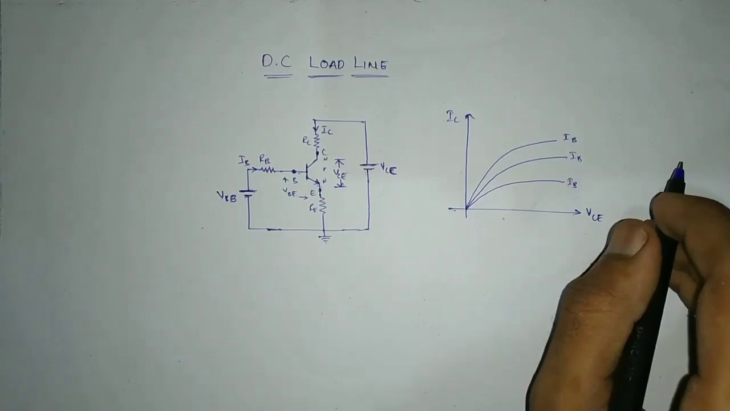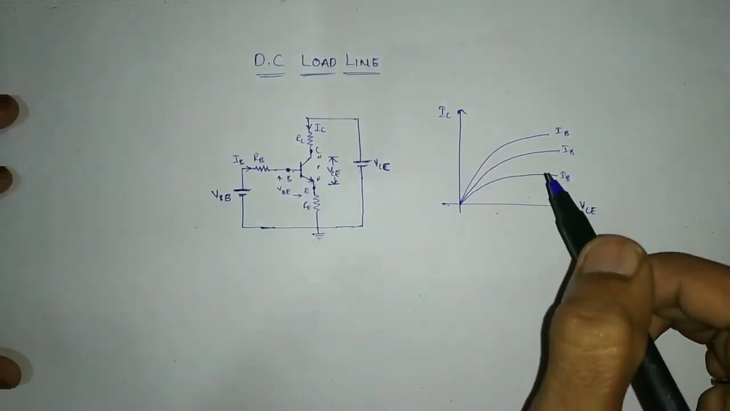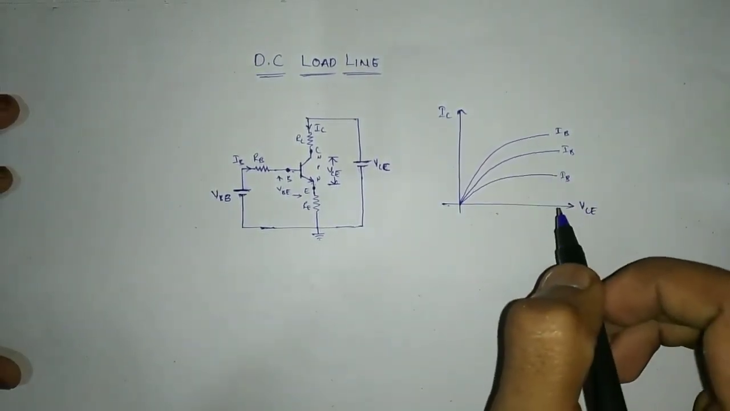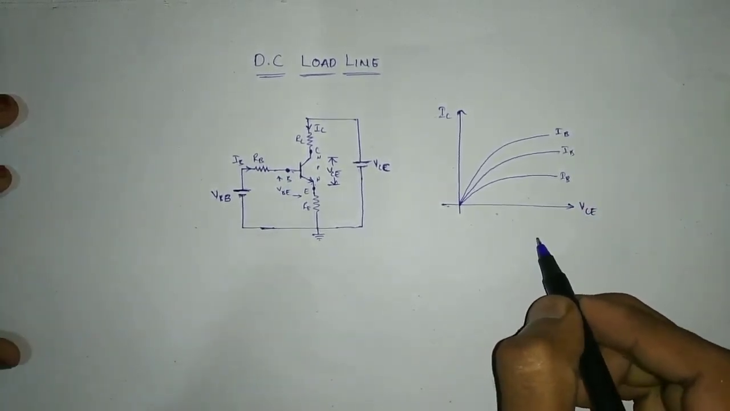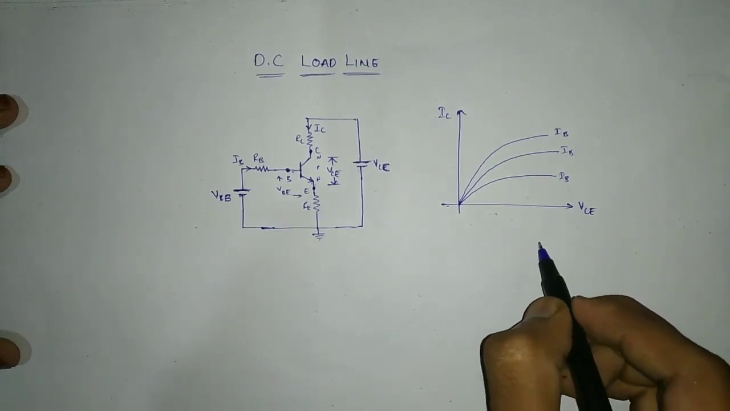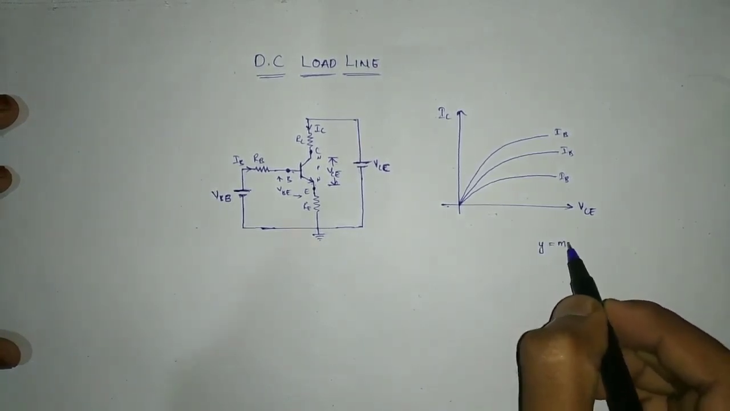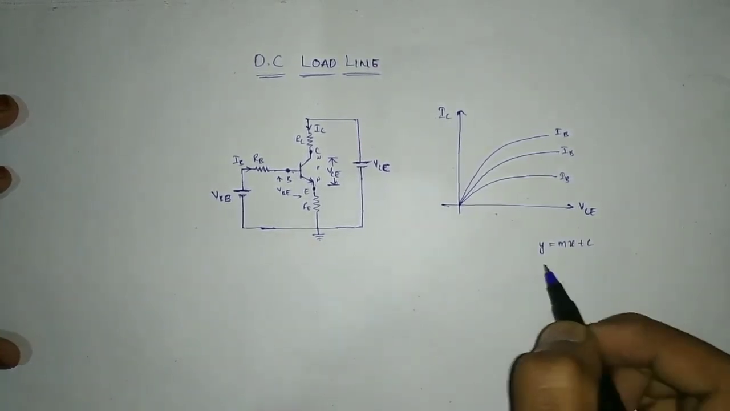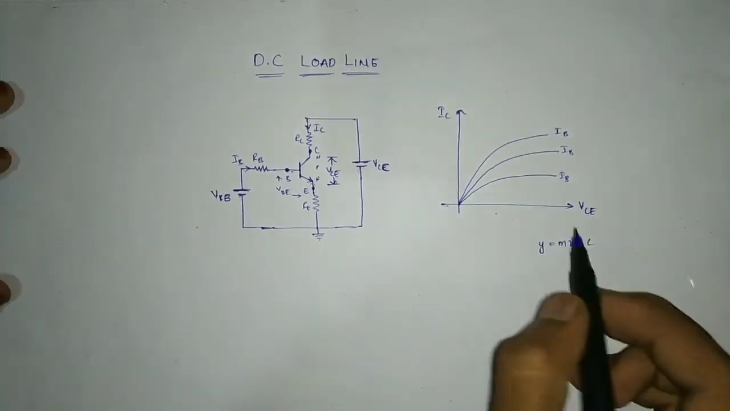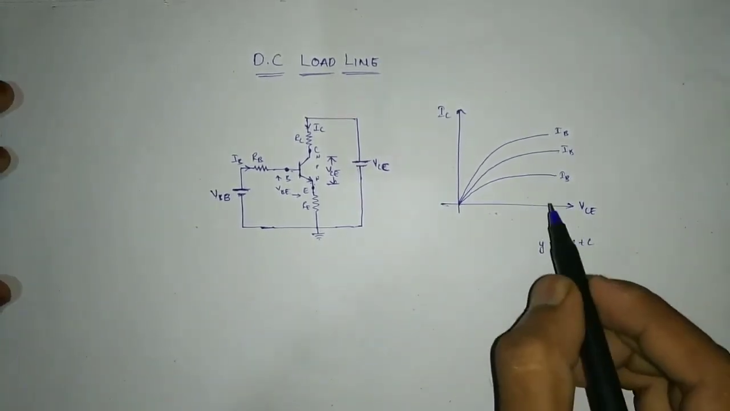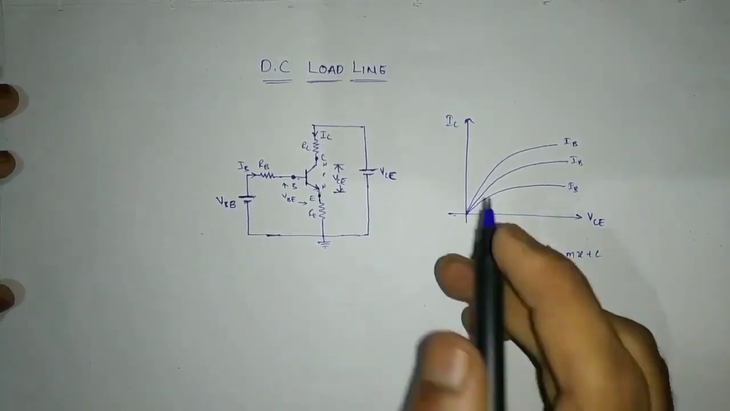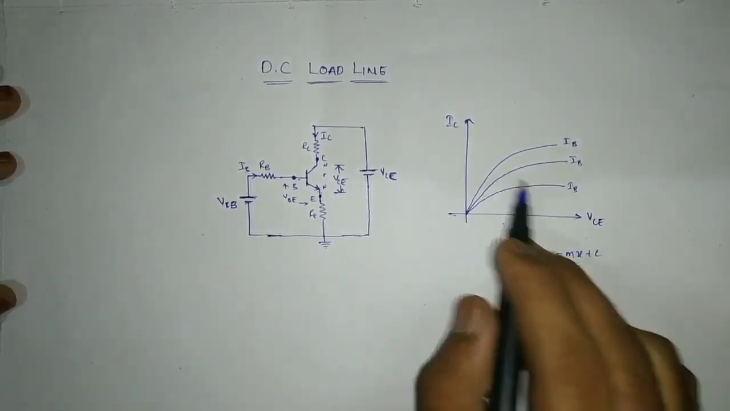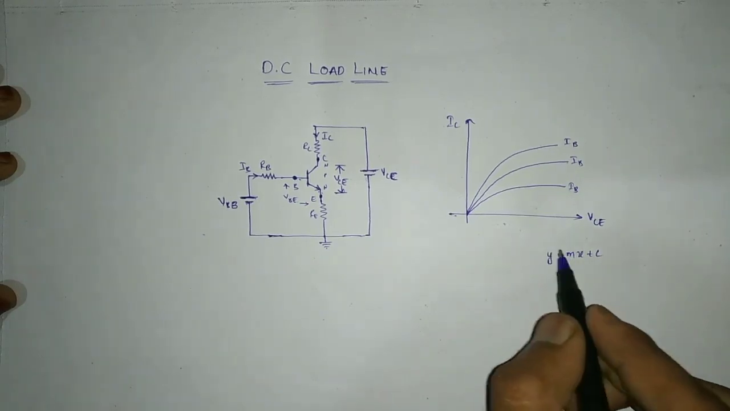Okay, keep it aside. Now to draw a line, that is load line, on the output characteristics curves, we have to find the equation, that is y is equal to mx plus c in this form. From this we can find the 2 points of the line, that is 2 extreme points of the line. With those 2 extreme points we can join a line between the 2 points.